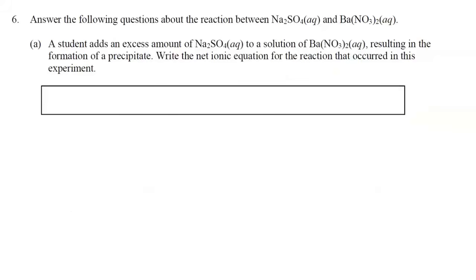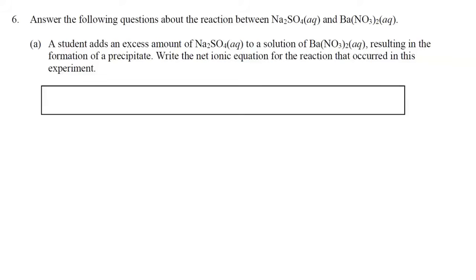Question 6. Answer the following questions about the reaction between aqueous sodium sulfate, Na2SO4, and aqueous barium nitrate, Ba(NO3)2. Part A. A student adds an excess amount of aqueous sodium sulfate to a solution of aqueous barium nitrate, resulting in the formation of a precipitate. Write the net ionic equation for the reaction that occurred in this experiment.